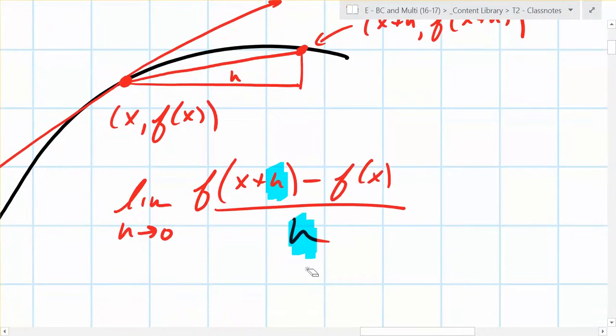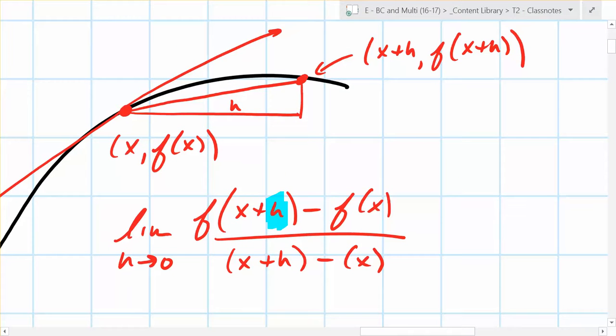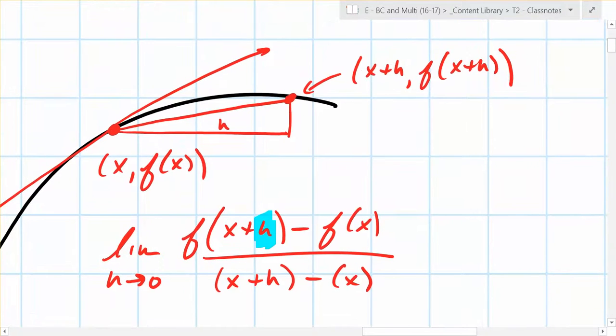So actually this denominator is really, if you wanted to write it out, what is it? It's x plus h minus x on the denominator right there. That's why it just comes to be h. Everybody with me so far? So the idea here, that's h, and that's f of x plus h.